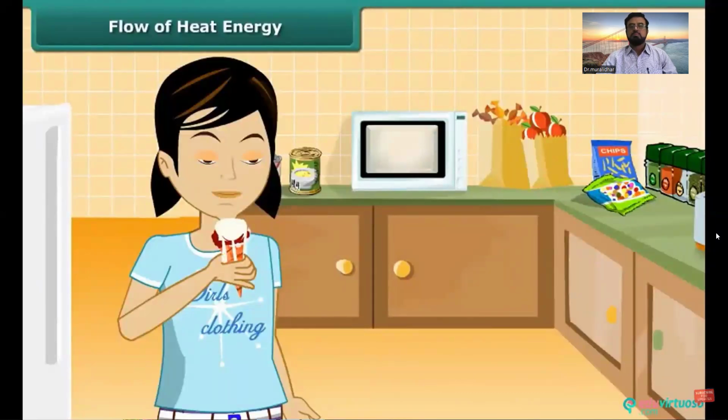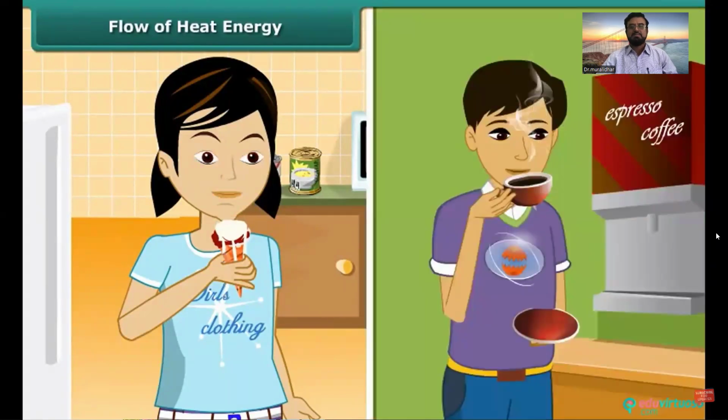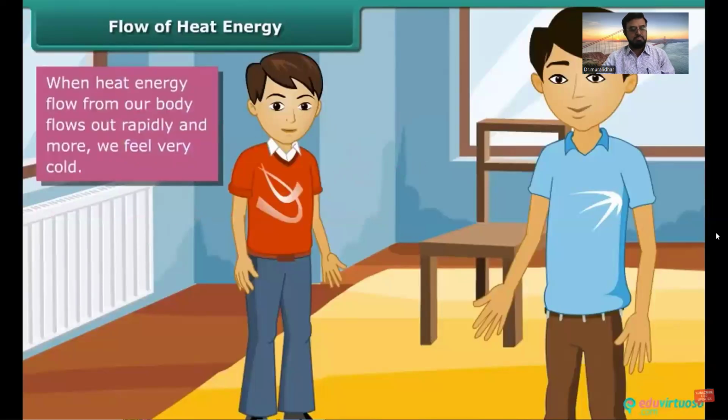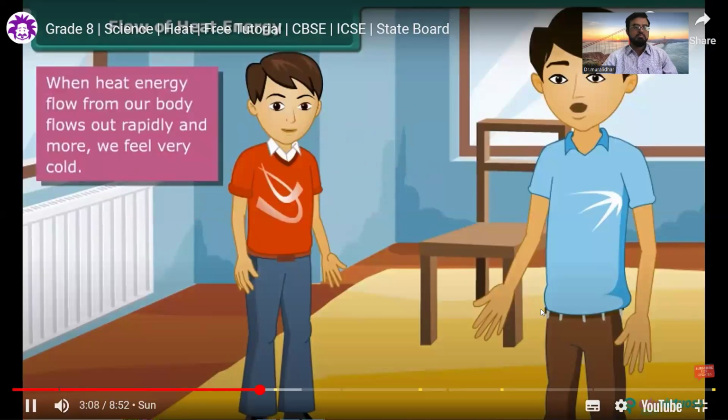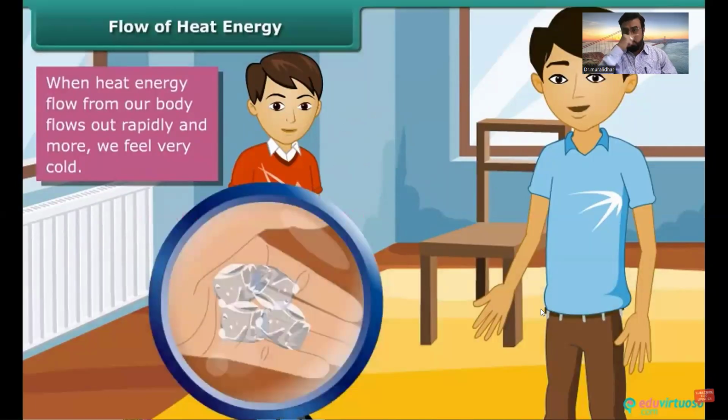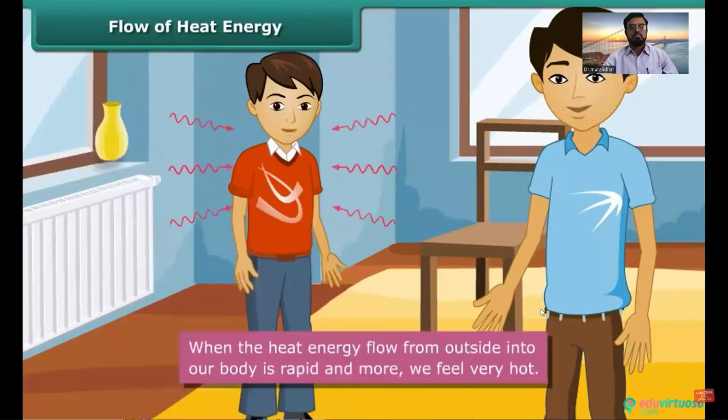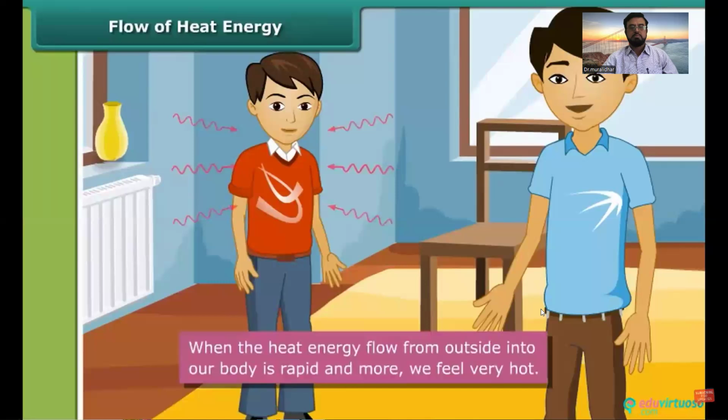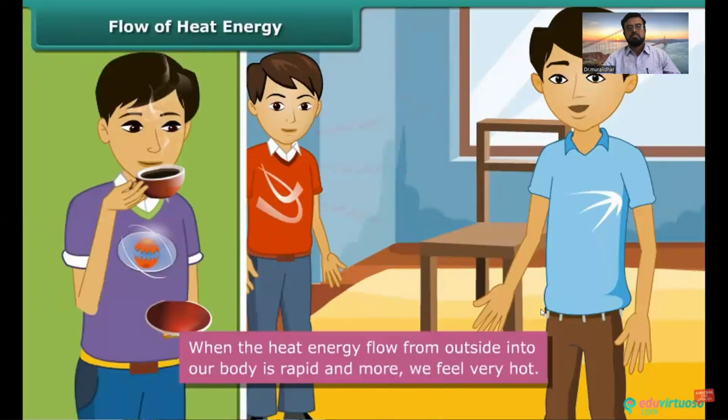You must have held both ice and a hot cup of coffee. Why is it that in one you feel cold, while in the other it is hot? When heat energy from our body flows out rapidly, we feel very cold. This is the case when we hold ice. Ice on the palm gives a sensation of cold because heat from your body flows out of your body to the ice. With this heat, the ice on your palm melts. When the heat energy flow from outside into our body is rapid and more, we feel very hot. This is the case when we hold a cup of coffee. The heat from tea or coffee flows to the hand. Thus, it is the flow of heat energy which determines the cold or hot.